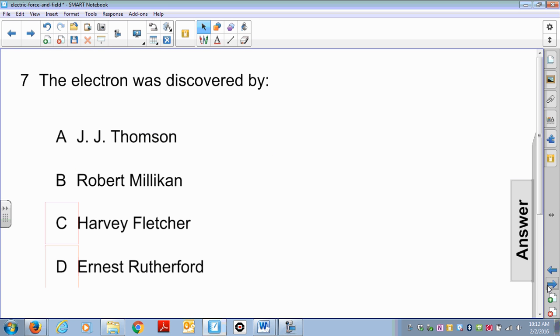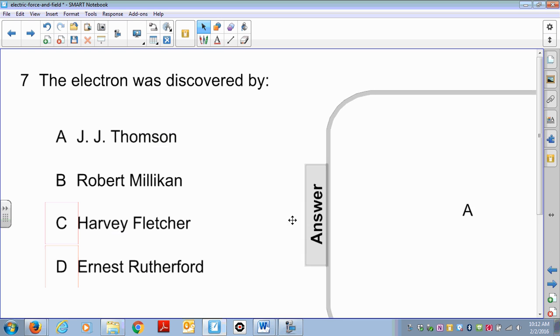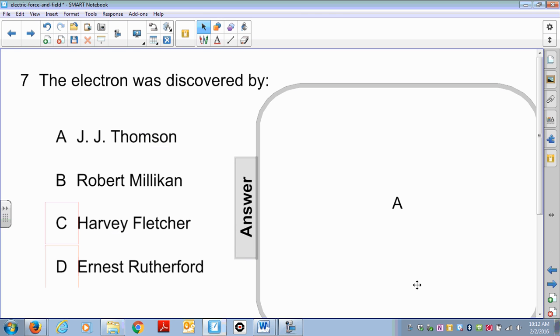The electron was discovered by A. J.J. Thomson, B. Robert Millikan, C. Harvey Fletcher, D. Ernest Rutherford. Go ahead and select your answer now. Okay, so let's see if you chose the correct answer. The correct answer was A. J.J. Thomson was the first person to discover the electron.